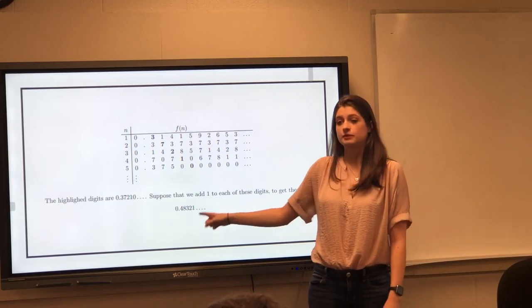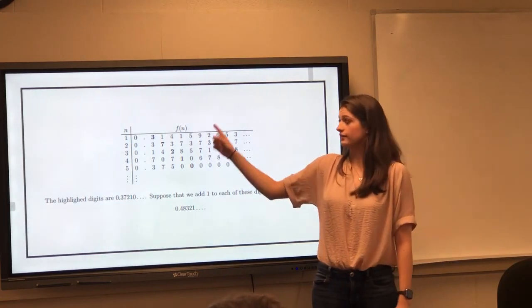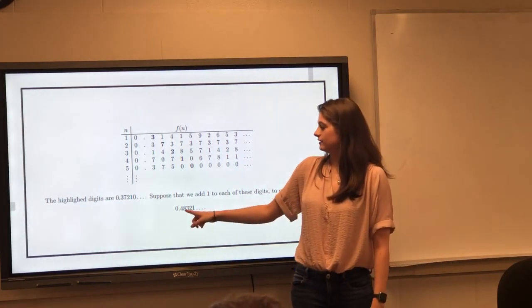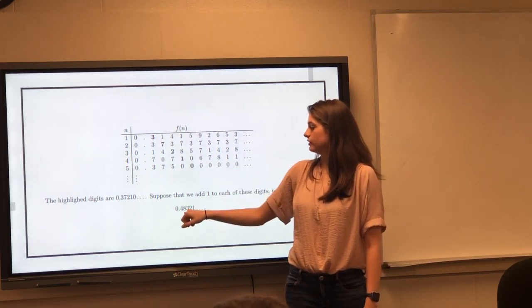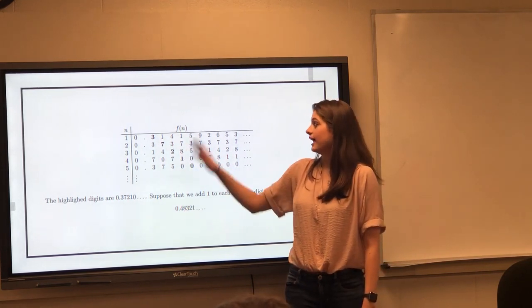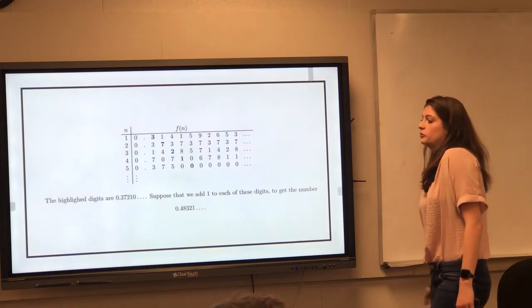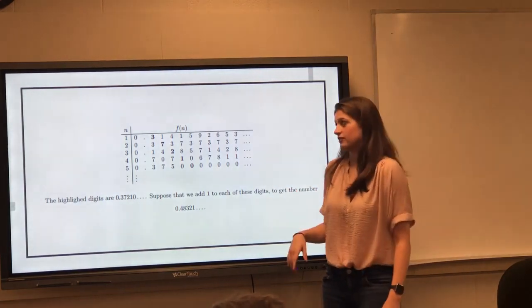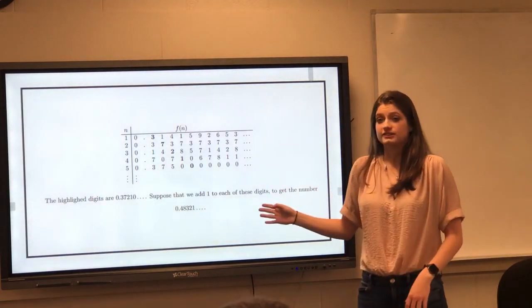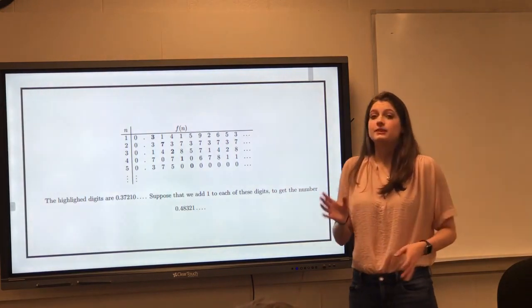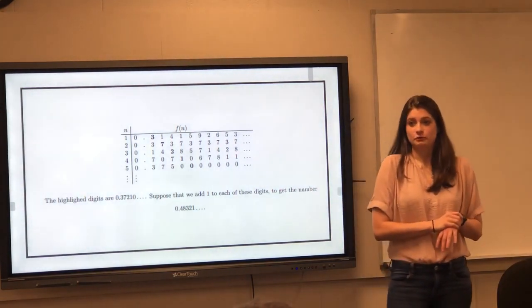However, this number can never appear in this function because it differs from f of 1 in its first decimal, f of 2 in its second, and when you get all the way down, like over here somewhere, it differs from f of n in its nth decimal. So this number can never exist in this table. There are infinitely many of these numbers that cannot exist in this table when you do it that way.